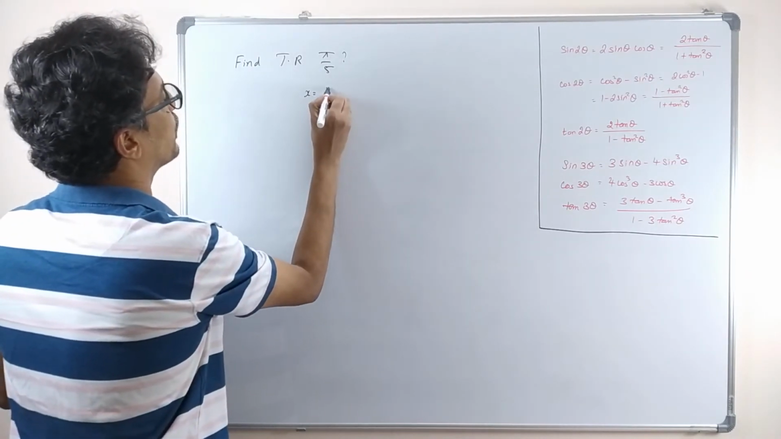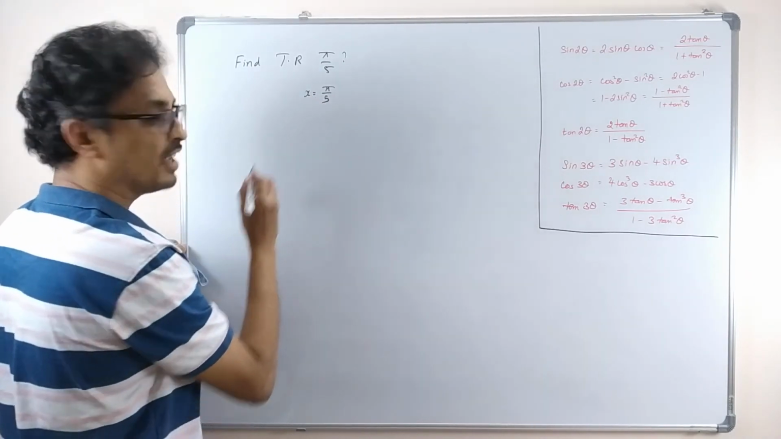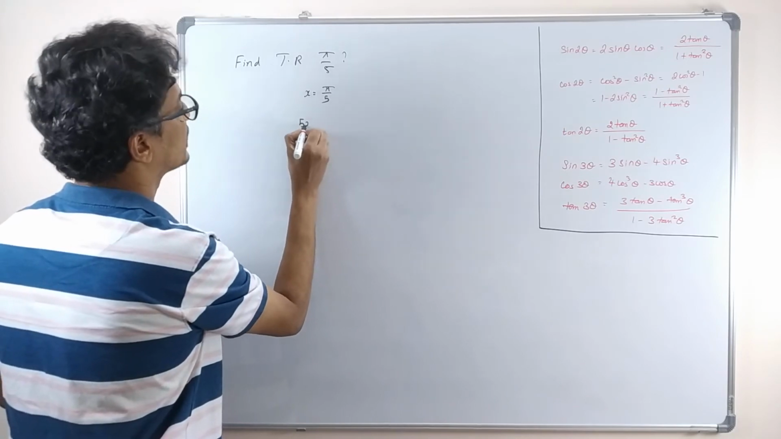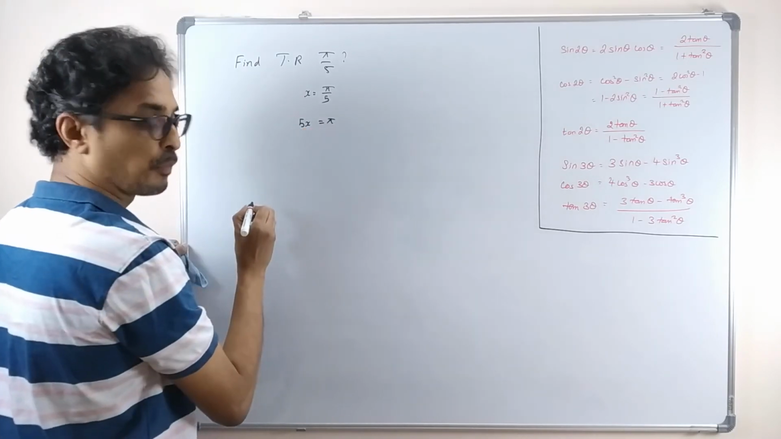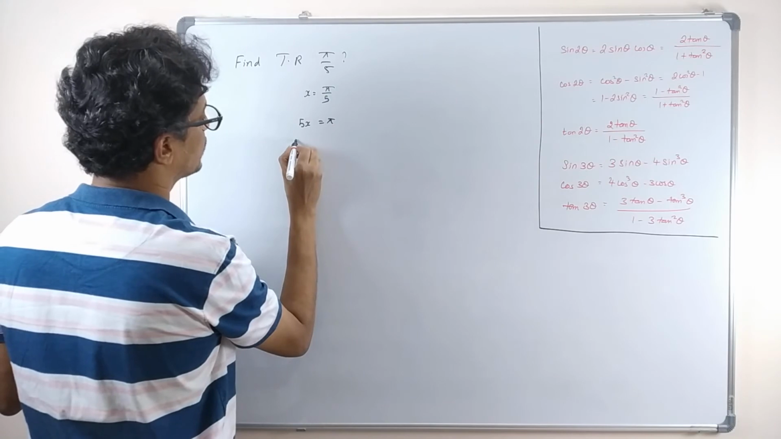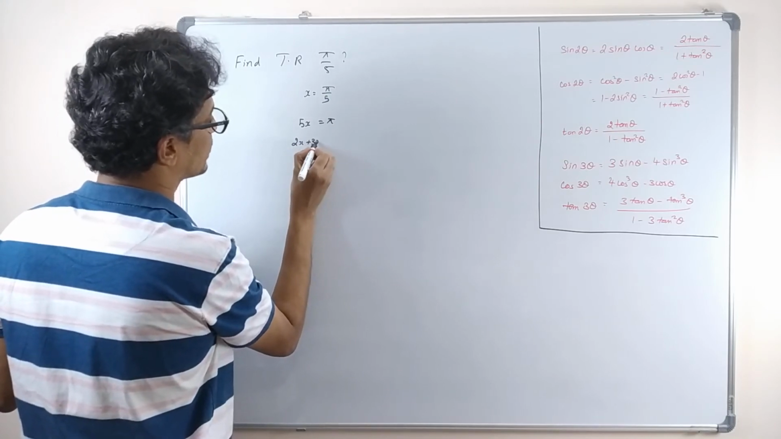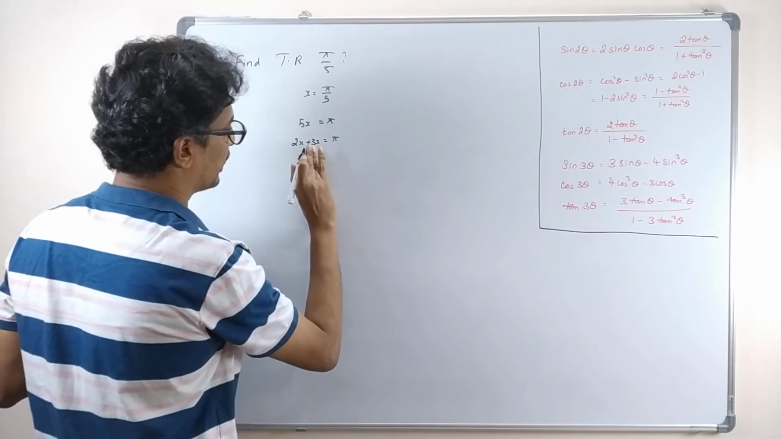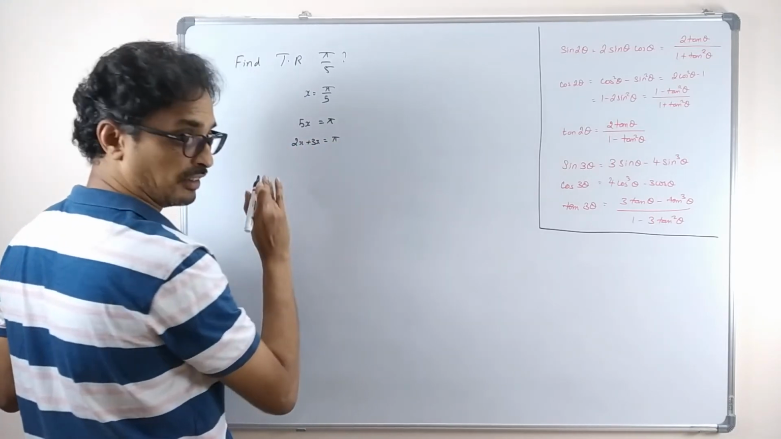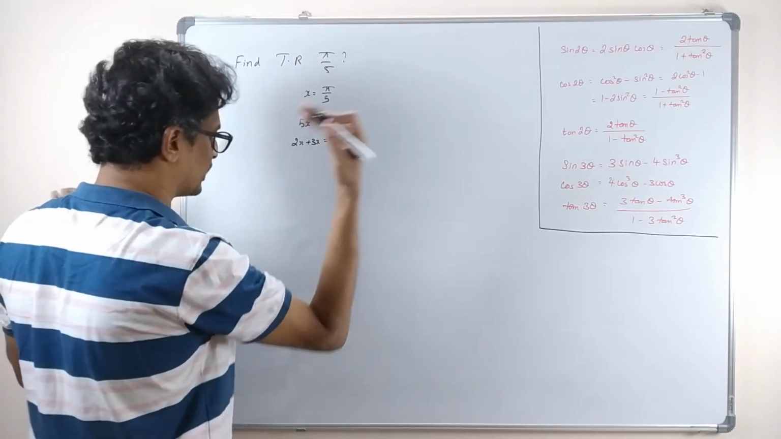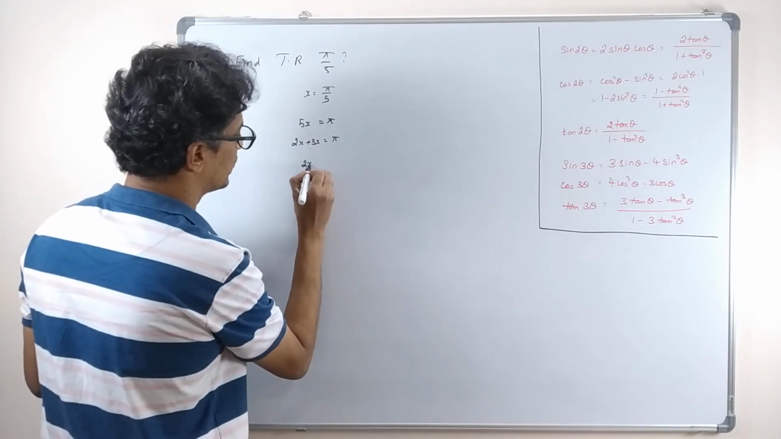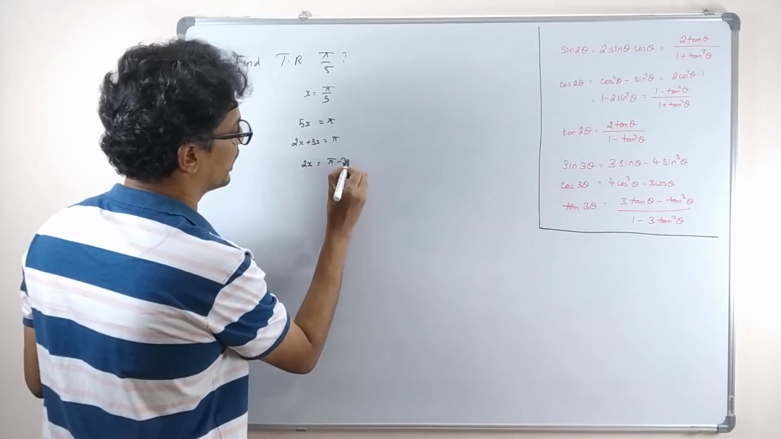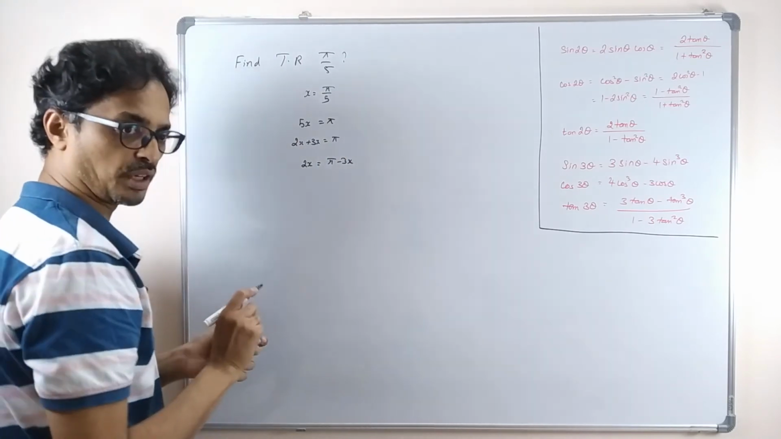So then we write x equal to pi by 5. 5x equals pi. We can write 5x as 2x plus 3x equal to pi. Let me take 3x here, for example, or 2x, whatever you can take. So 2x is equal to pi minus 3x. You can take 2x also, whatever you want.